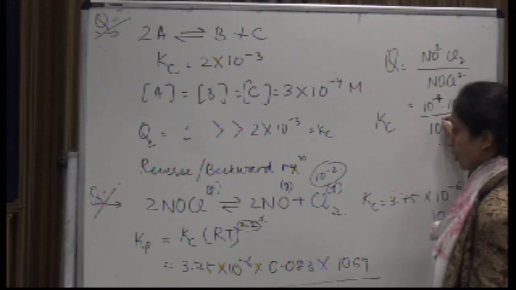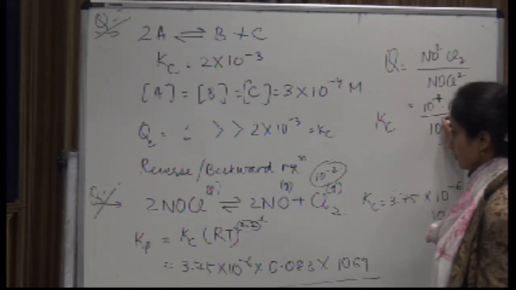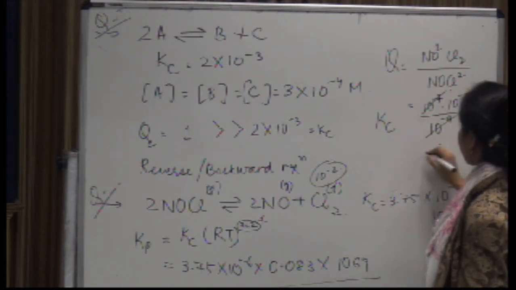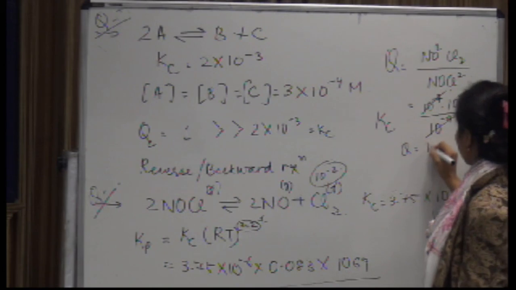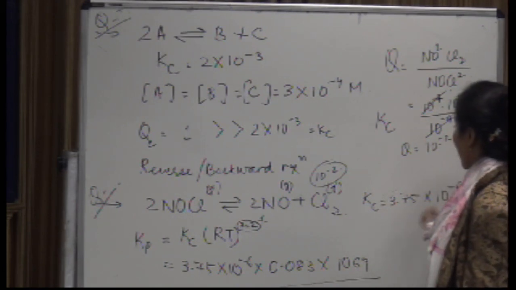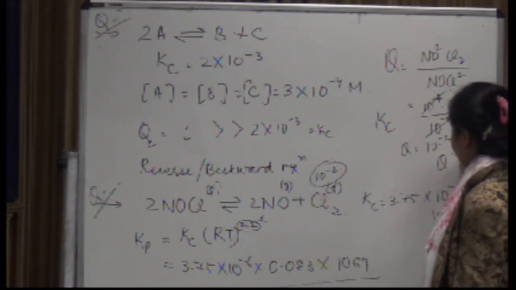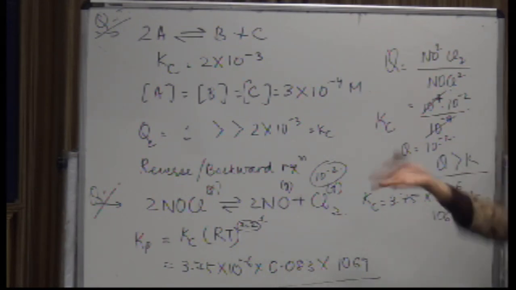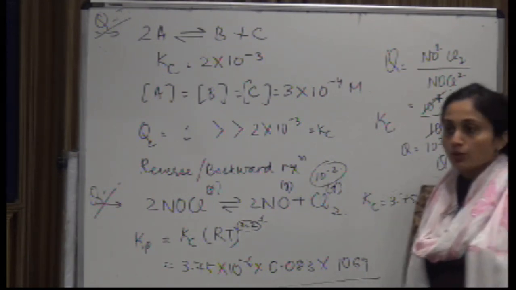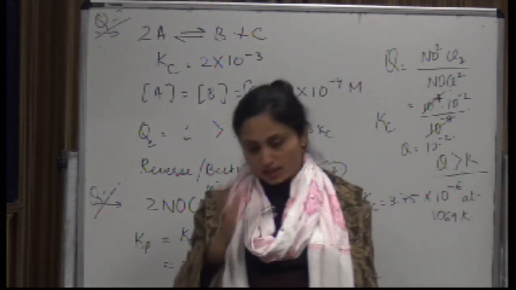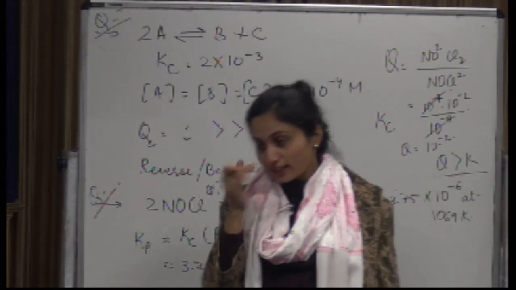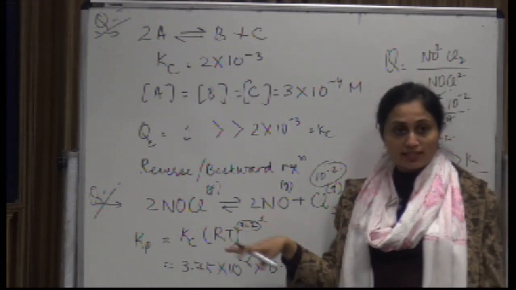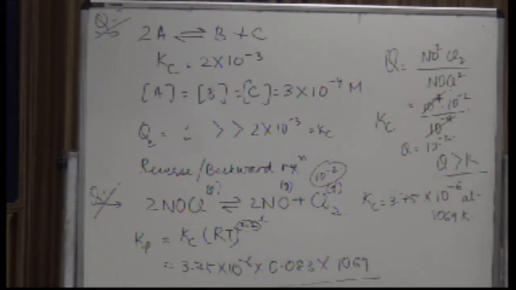10 to the power 4. Minus 4. Oh sorry, 10 to the power minus 2 whole here, 10 to the power minus 4. So this gets cancelled. You have Q to be equal to 10 to the power minus 2. Now in this case, Q is greater than K, and if Q is greater than K, then it is backward direction. क्योंकि जहाँ पे K ज़्यादा है वहीं forward बस. So K less means backward direction. So you see that if you remember just these simple relationships, you can tackle numericals very easily.